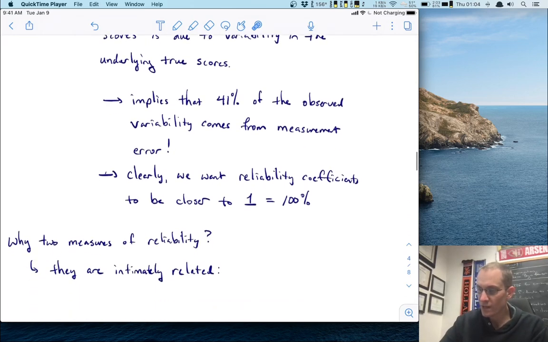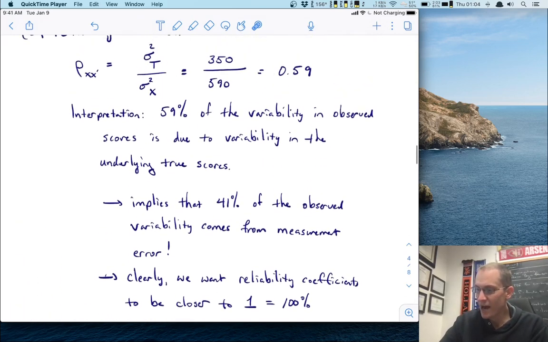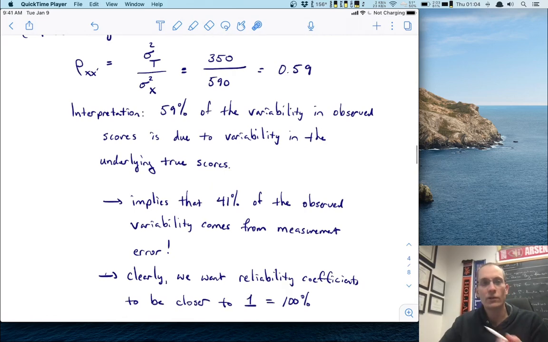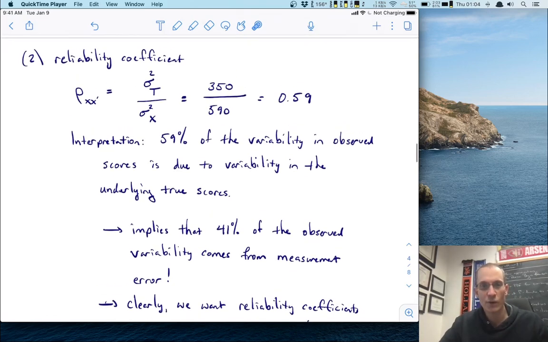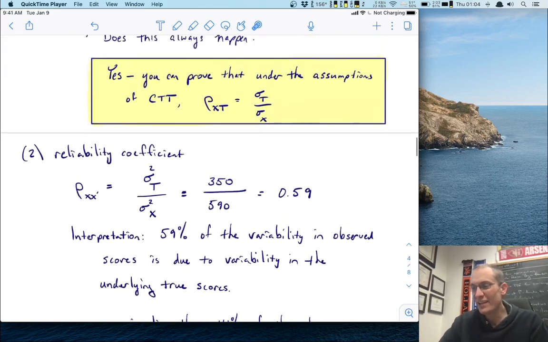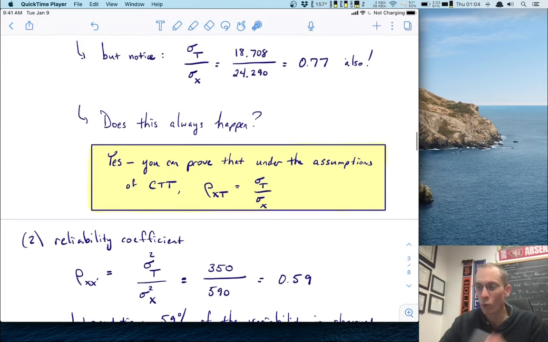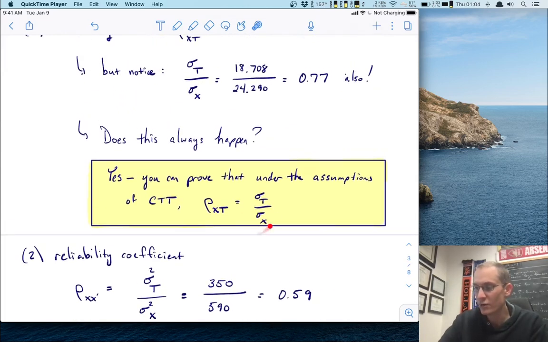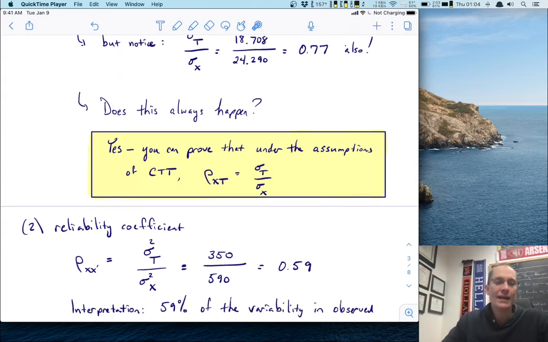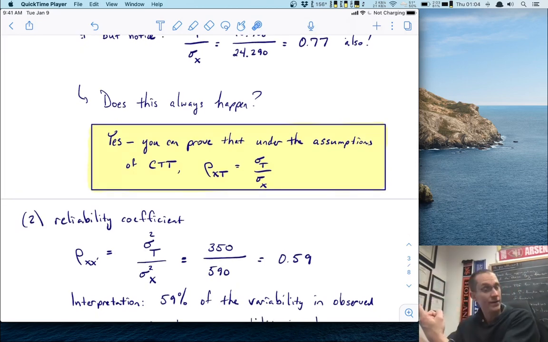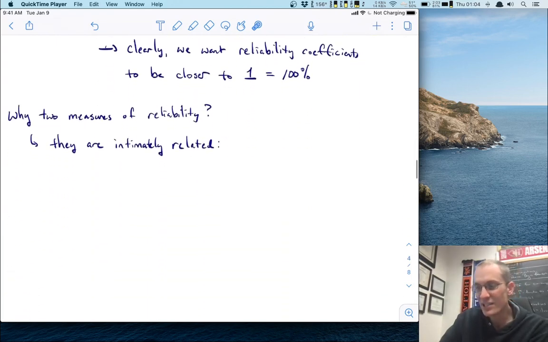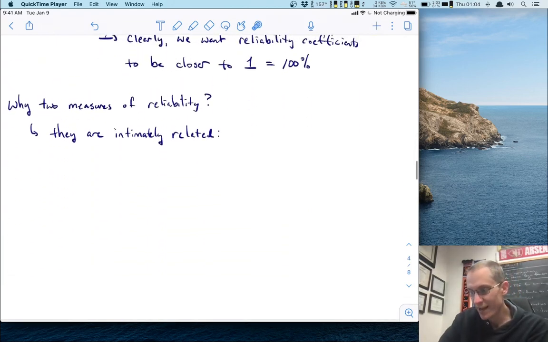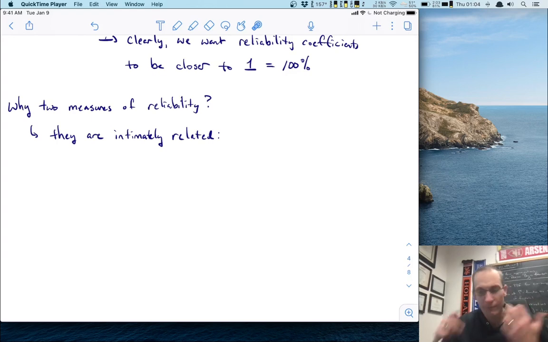Okay. So you might be thinking at this point, okay, fine. Reliability coefficient, that's this ratio of variances. Reliability index, oh well, that's a correlation. Or it turns out it's the ratio of two standard deviations, but I want to know about reliability. Why do I have these multiple ways to think about reliability? Why do I call one of them an index? Why do I call the other one a coefficient? Well, it turns out that they are intimately related to each other. And so instead of separating them, we just kind of take them both together.